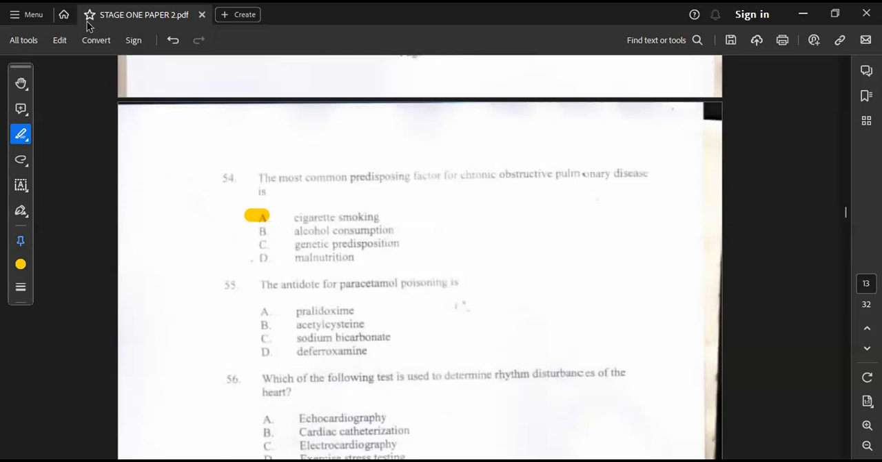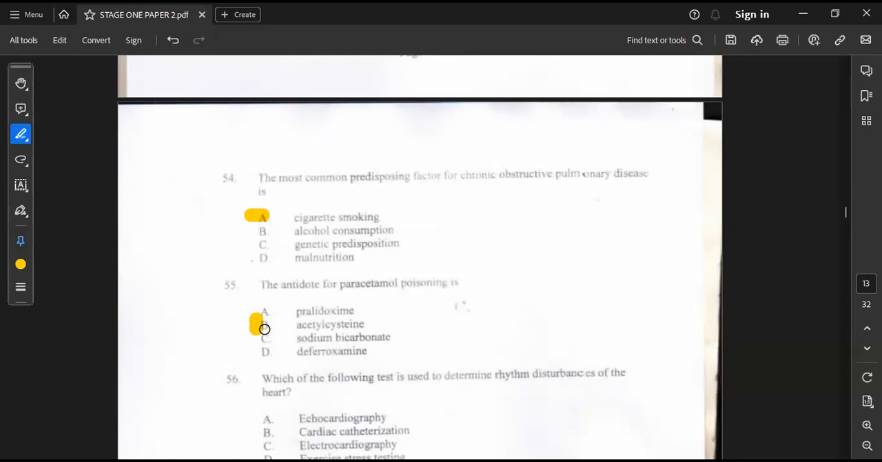Nice. 455, the antidote for paracetamol poisoning. We had done antidotes. So it's acetylcysteine. Pyridoxine is for organophosphate. Sodium bicarbonate, I think, was for sodium channel blockers. That one I'm not sure. Correct me if I'm wrong.